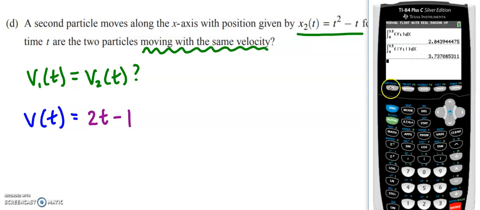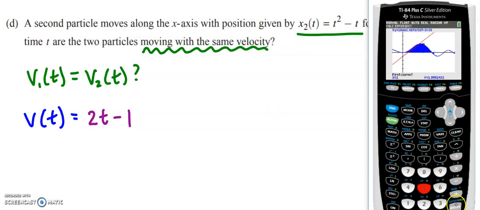So in my calculator, I already have my velocity, v of t, in there. So I'm going to do 2t minus 1. And I'm going to graph these two things. And I want to know where they are equal. So I'm going to go second trace. I'm going to figure out where these things intersect. First curve is blue, second curve is red. Looks like it's happening at 1.5. Make my guess. Close, 1.571.